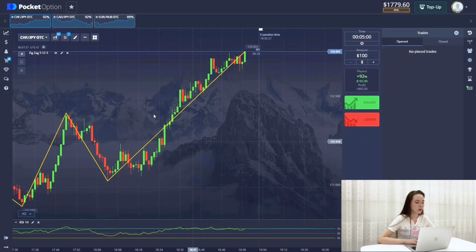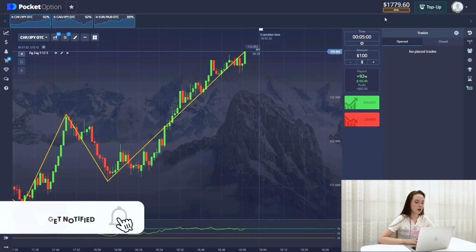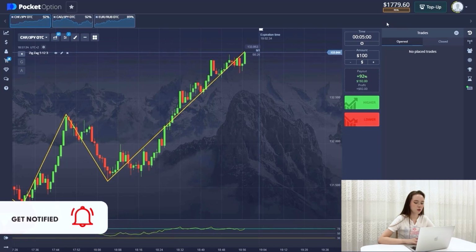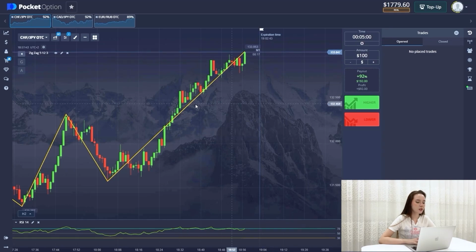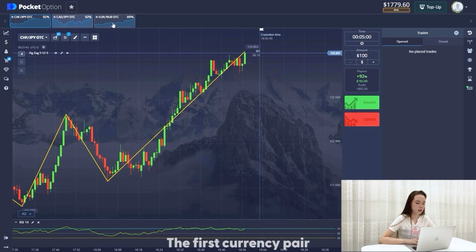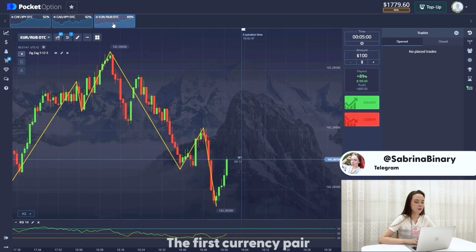So traders, we're already on the site. And today I will use the data of the currency pair. Starting balance for today is $1,779. The time frame for the first trade will be 5 minutes, and we'll open a deal for $100. Let's move on to the first currency pair.